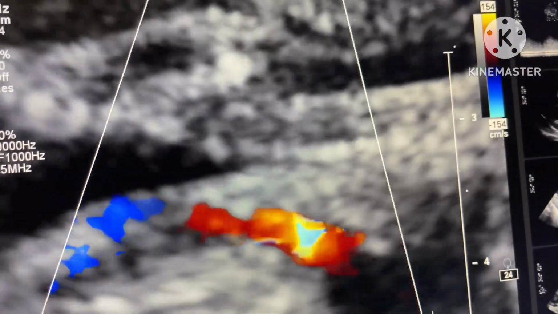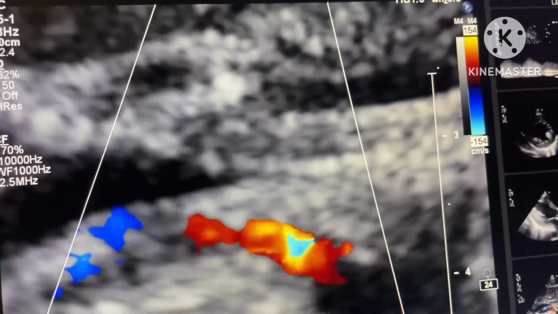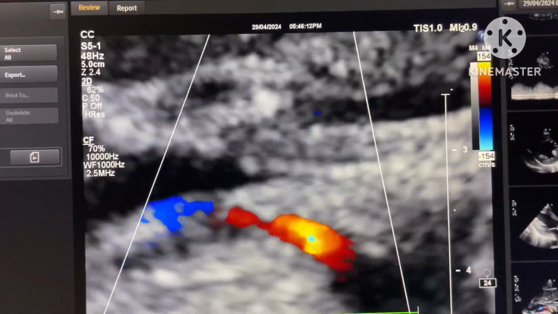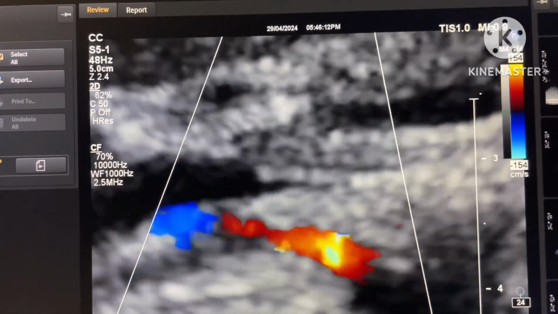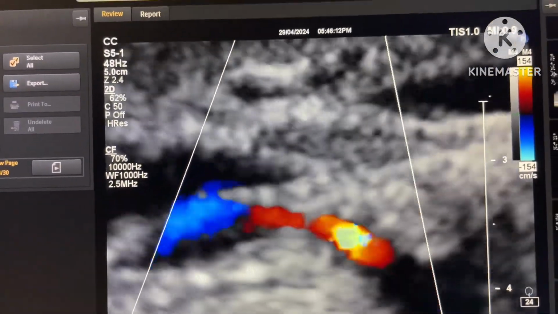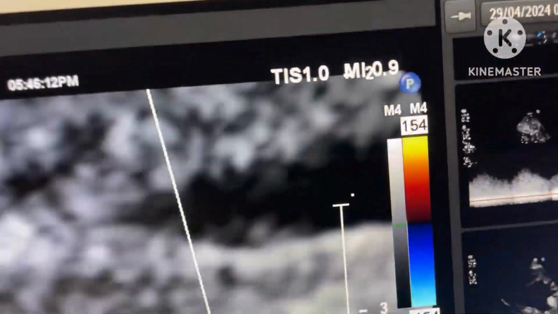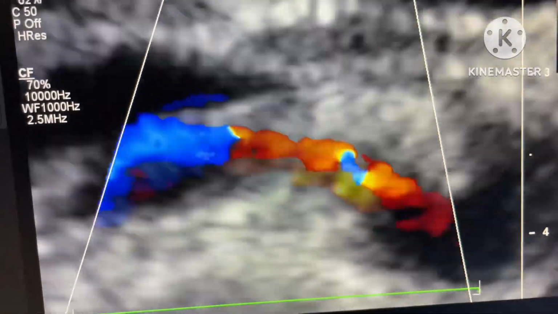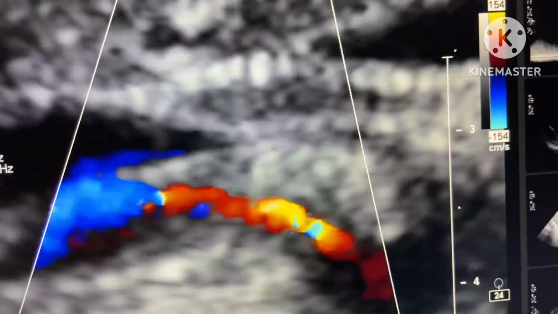How did I get this type of image? Only because I have increased the velocity scale up to 140 centimeters per second. Normally in the renal artery, the velocity scale is quite low, less than 40 centimeters per second, but I have increased it to 154 centimeters per second. You can see this velocity scale here. Then I got this beaded appearance. The image is quite clear.